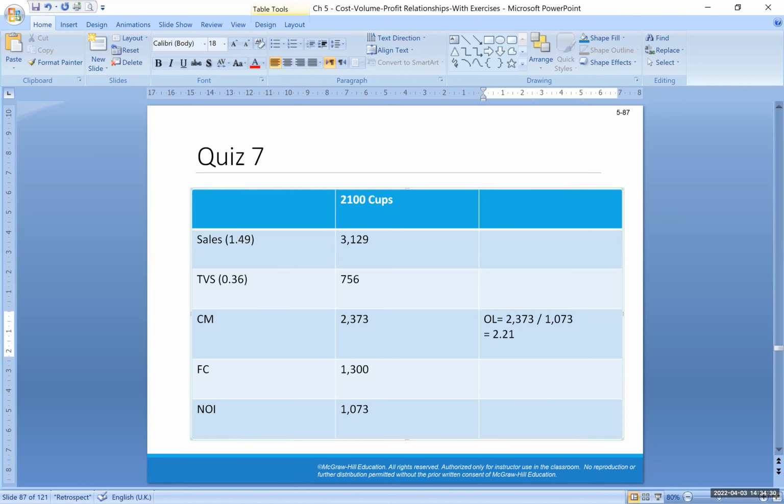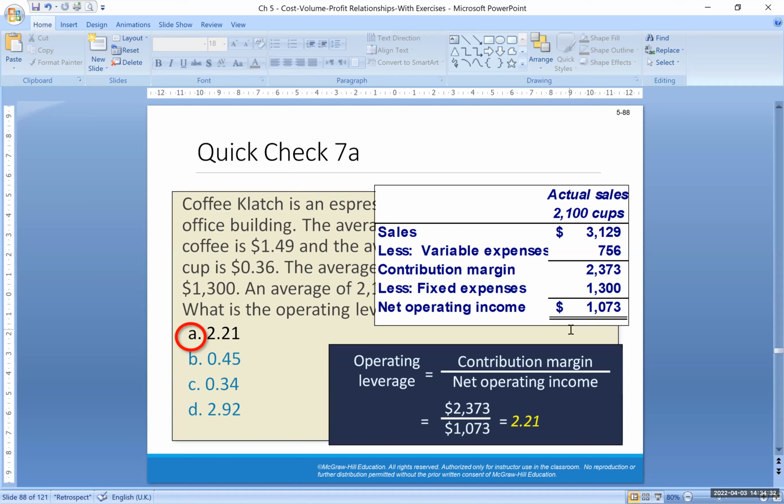Look at the solution here. The sales 3,129 minus variable cost 756. Contribution margin is 2,373, minus fixed cost 1,300, and net operating income in this case is $1,073. Now the operating leverage is equal to the contribution margin 2,373 divided by net operating income 1,073. This equals 2.21, and the answer is A, 2.21.